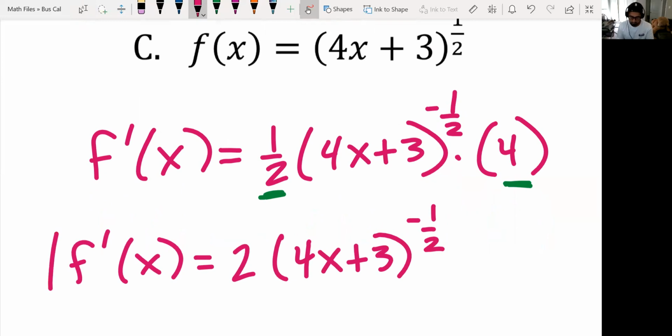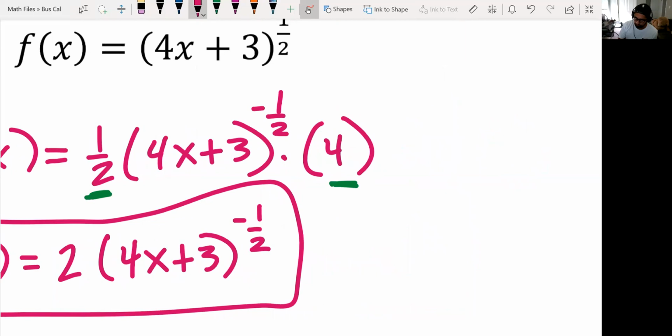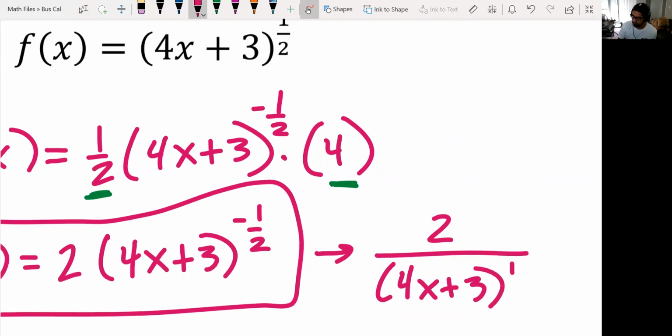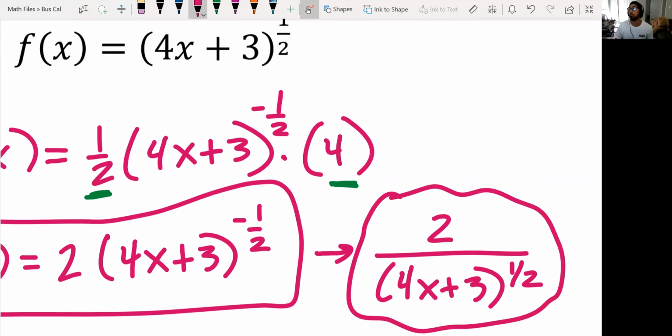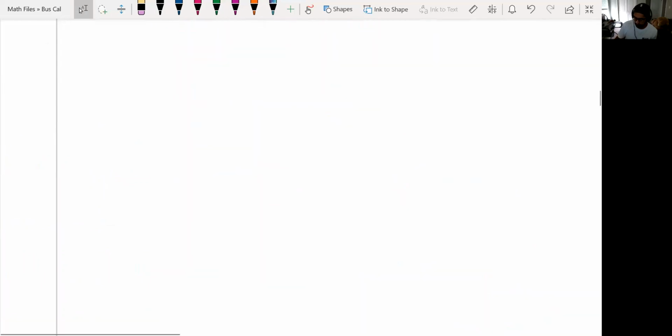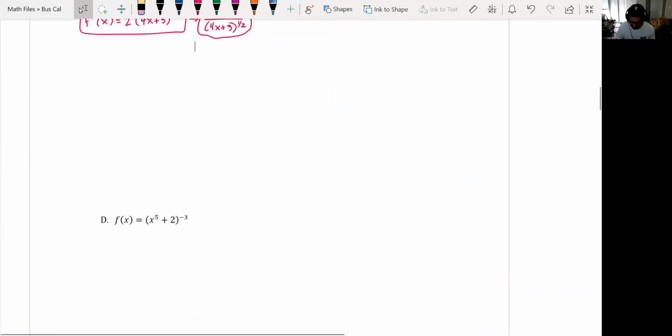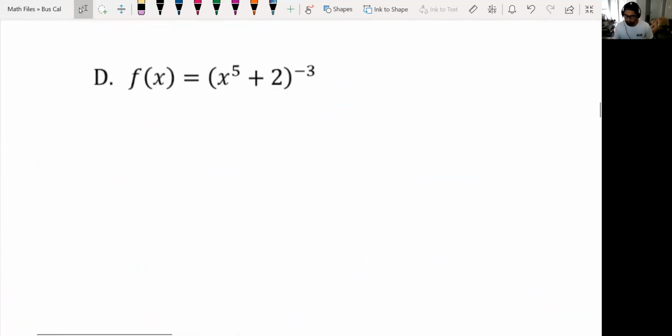So now, this is a good answer, but if MyMathLab makes you rewrite it, then your rewrite is 2 over (4x plus 3) to the 1/2. Just flip that 4x plus 3 to the denominator. All right. So that could be your possible MyMathLab answer. Okay. Oh man, I really need to write bigger. I just won't zoom in as much.